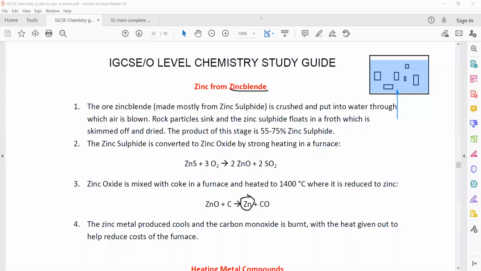When we blow the air from the holes at the bottom, the air is not able to lift the heavy particles such as rocks. So these rocks will remain there, and only the lighter zinc sulfide rises to the top. So we skim off, or remove, the layer from the top, which is zinc sulfide. There are still some trace particles of sand, which is silicon oxide, but it is mostly about 55 to 75% zinc sulfide.